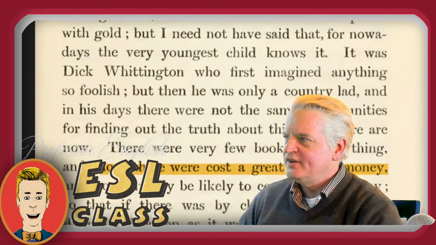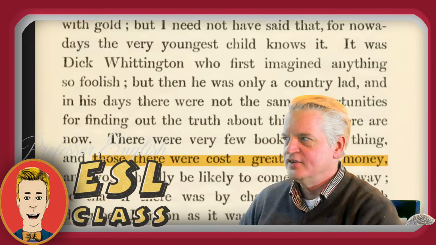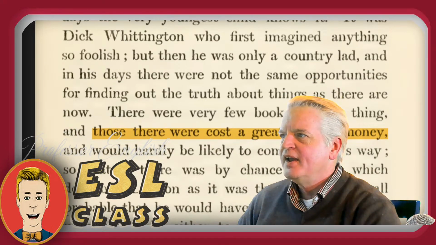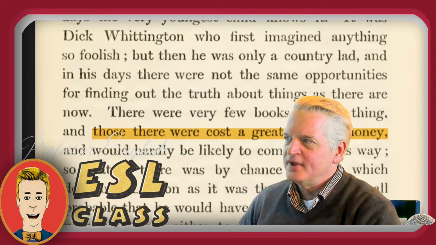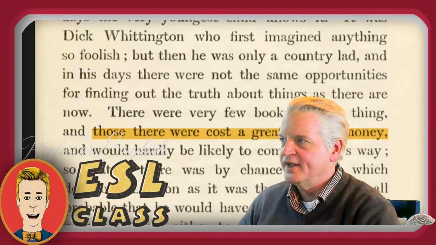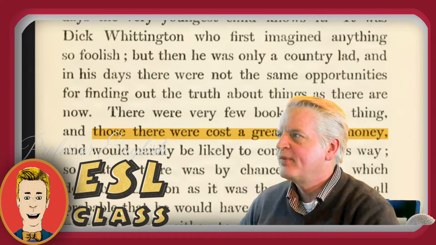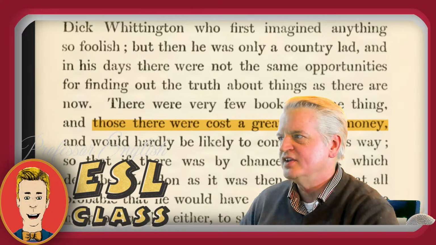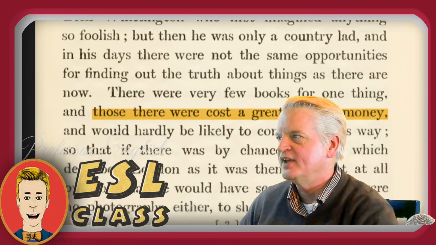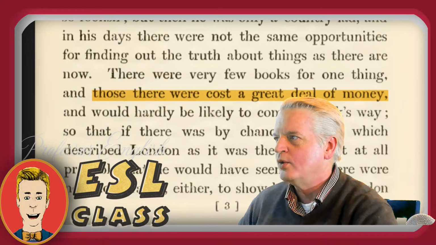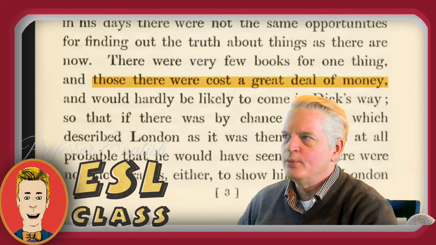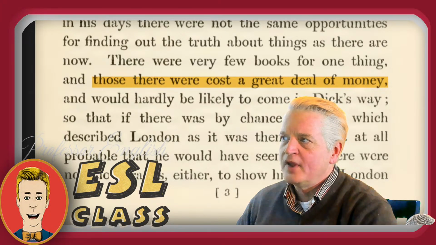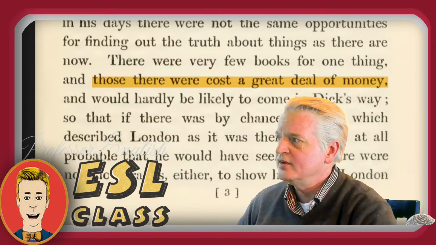So it was Dick Whittington who first imagined anything so foolish. But then he was only a country lad. And maybe you don't know this, but lad is just another word for boy. So he was a country boy. And in his days, there were not the same opportunities for finding out the truth about things as there are now. There were very few books, for one thing. And those that there were cost a great deal of money.